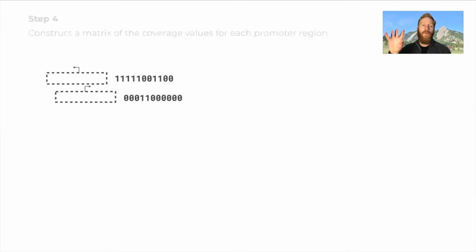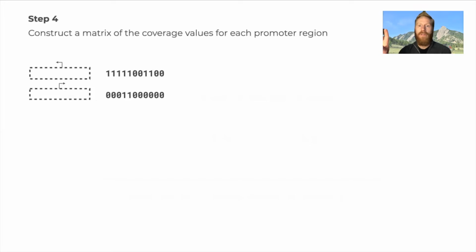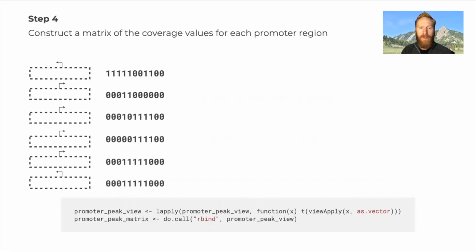Okay, now the fourth step is that we'll construct a matrix of the coverage values for each promoter region. So we're just lining up those coverage values and making them into a matrix. So with that, we'll turn our run length encoding vectors back into vectors. That's highlighted in red there. And then we'll just call an rbind on that object so that we bind the rows into a matrix.